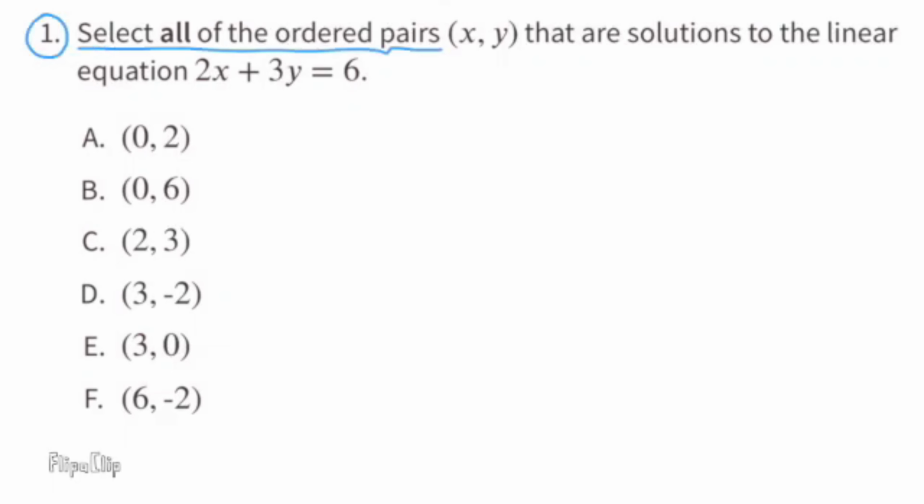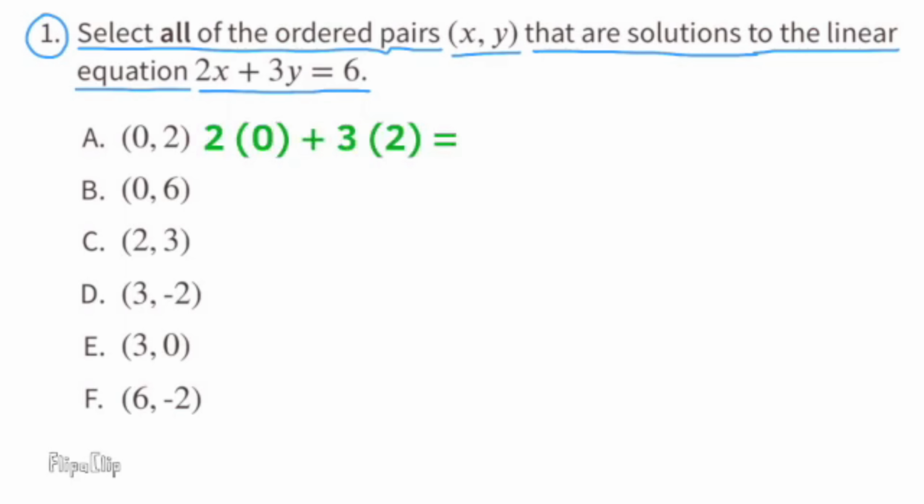Problem number 1. Select all the ordered pairs x and y that are solutions to the linear equation 2x plus 3y equals 6. Let's take a look at the first set of ordered pairs and substitute 0 for the x variable and 2 for the y variable. That would be 2 times 0 plus 3 times 2 equals 6. 2 times 0 is 0, and 3 times 2 equals 6. 0 plus 6 equals 6, so A is a solution for the linear equation.